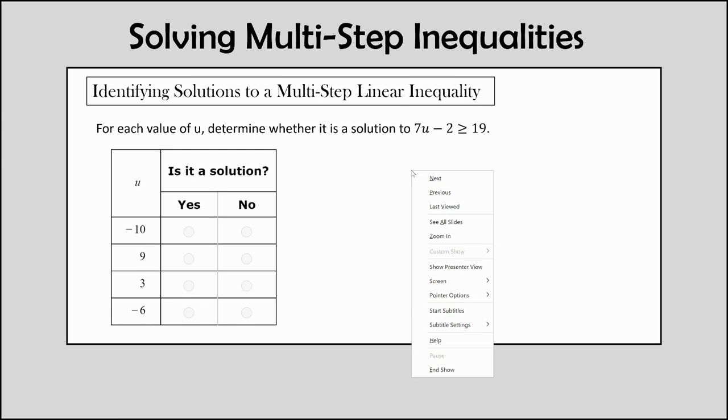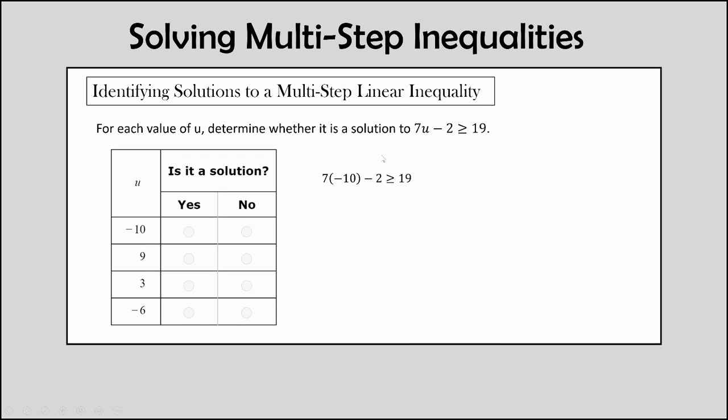Well, what we'll do is go ahead and plug it in. So we'll plug in -10 for u and then do the math, and we get -72 is greater than or equal to 19. Now we're just answering that question. Is that a yes or a no? The answer is no. -72 is not greater than or equal to 19. And then we start to check the next one. 7 times 9 minus 2 greater than or equal to 19. 63 minus 2 is 61 greater than or equal to 19.